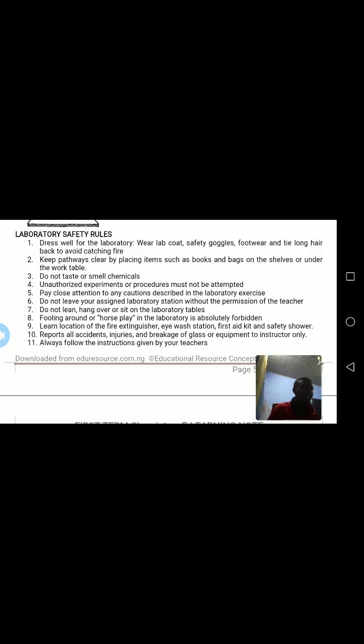Number eight, fooling around or horseplay in the laboratory is absolutely prohibited. The laboratory is not a playground. One thing with human beings is that we like to do the wrong thing at the wrong time. So we go to the laboratory and you're playing. No, you don't play in the laboratory. You don't joke around. You don't throw stones. You don't just run around.